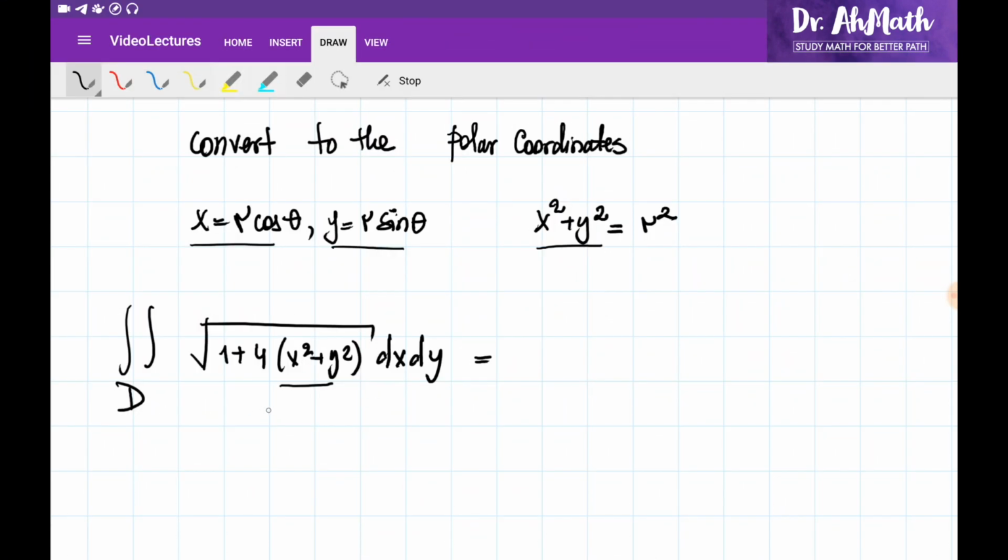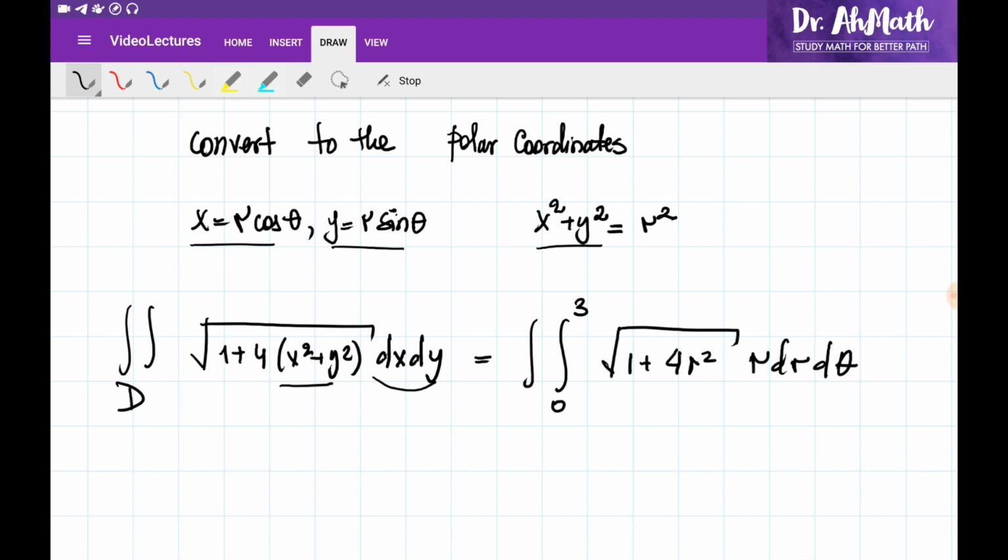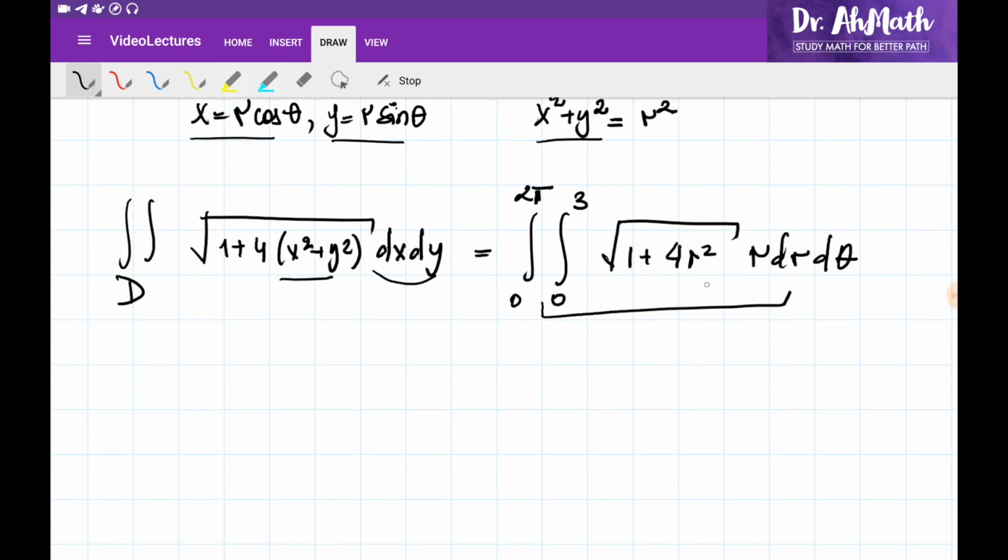So this double integration would be equal to the double integration in the polar coordinates. 1 plus 4 times x squared plus y squared is 1 plus 4r squared. And do you remember, dA would be r multiplied by dr d theta, and r would change between 0 and 3, and theta would change between 0 and 2 pi. So let's evaluate this integration first. I would use the substitution u equal to 1 plus 4r squared, and du would be equal to 8r dr. And I have r dr here, so r dr would be du over 8.